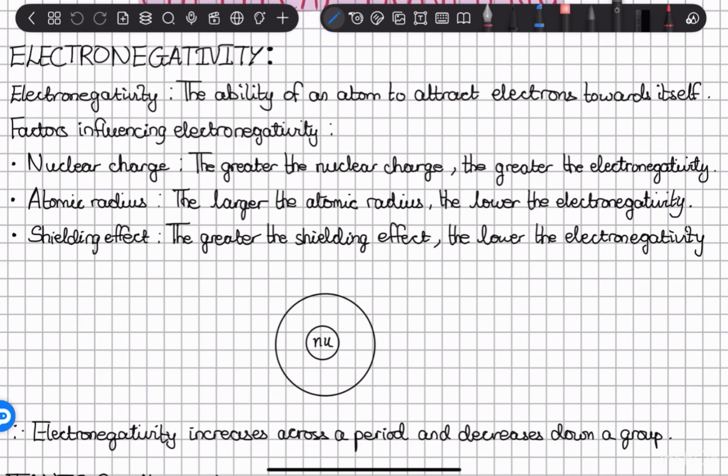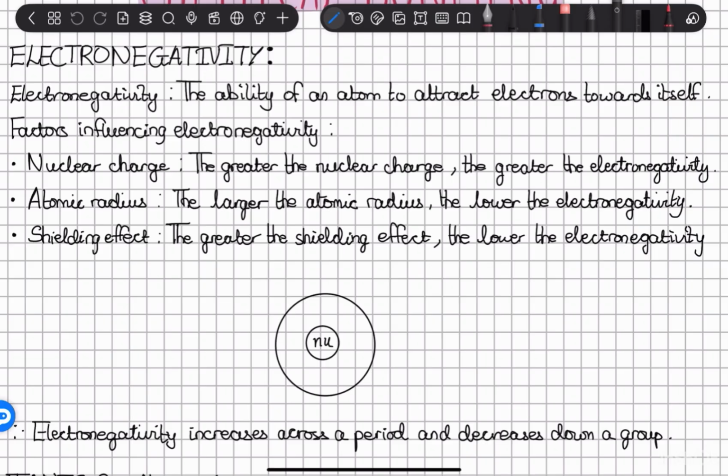What this means is an atom has a positive center, you see? That center can usually attract other electrons, not just its own electrons, but electrons from other atoms towards itself. That's what electronegativity is. It's the ability of that atom to attract electrons towards itself. So it's like a trait of that atom.